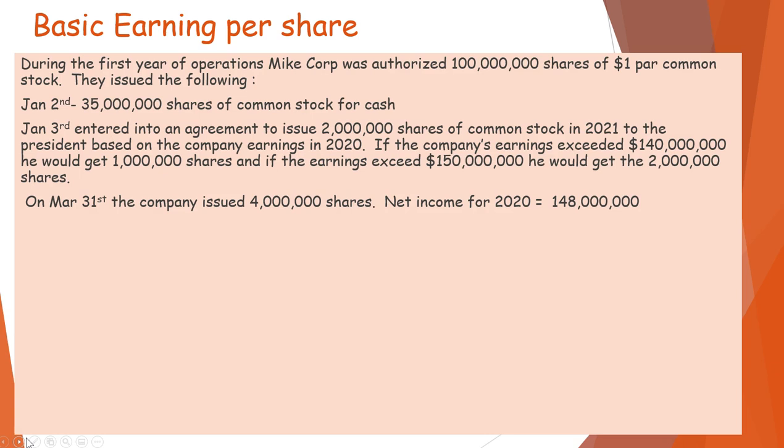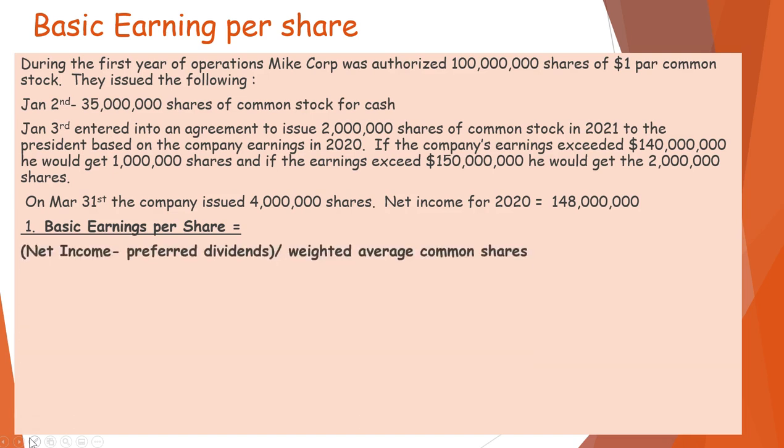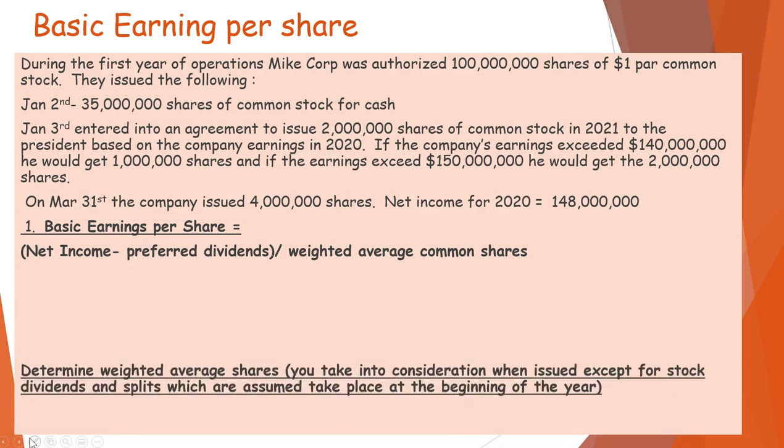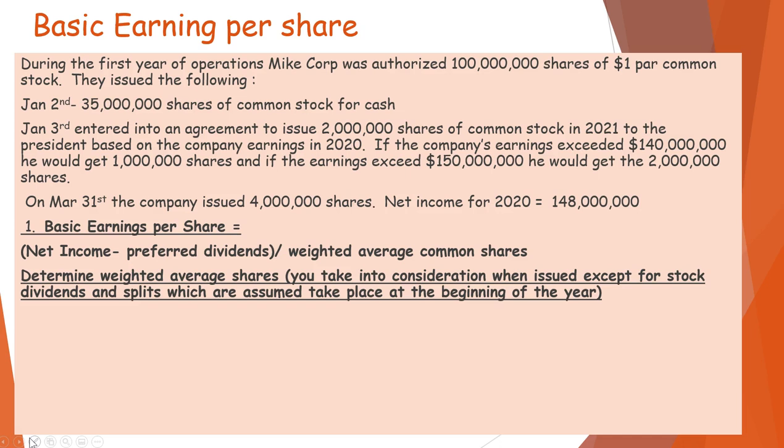Now, we don't have to worry about preferred stock because we don't have any. So first, we're going to figure out basic earnings per share. It's always net income minus preferred dividends divided by the weighted average common shares. Determine the weighted average. You take into consideration when shares were issued, except for stock dividends and splits. Remember, we always assume that they take place at the beginning of the year.